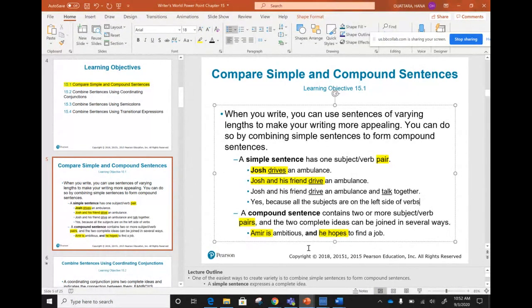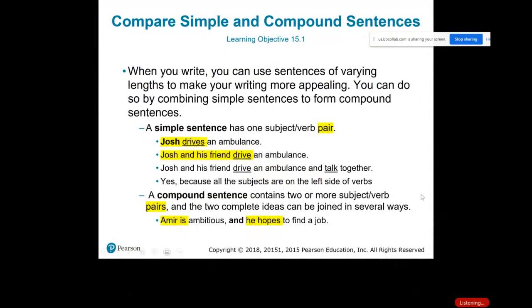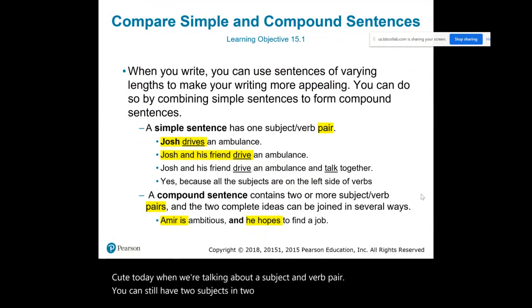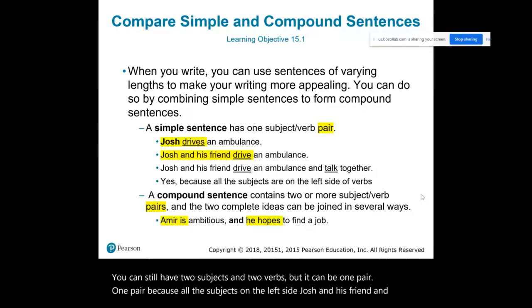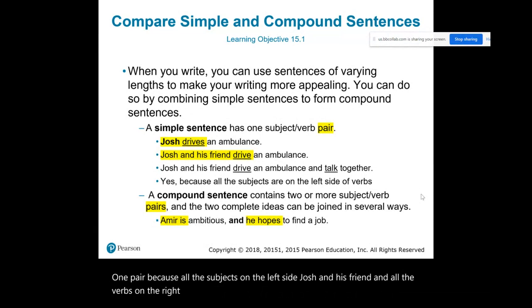Okay? So this is my point here with you today. When we're talking about a subject and verb pair, you can still have two subjects and two verbs, but it can be one pair. Because all the subjects are on the left side, friend, and all the verbs are on the right, drive and talk. So it creates one pair. That is a simple sentence, okay?